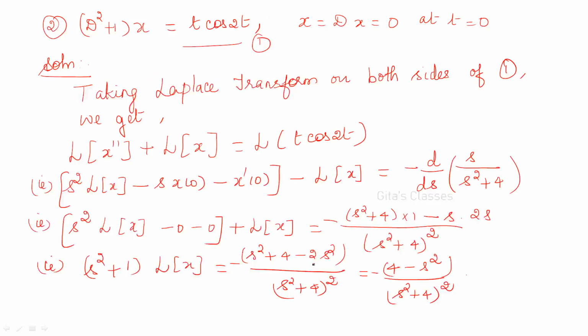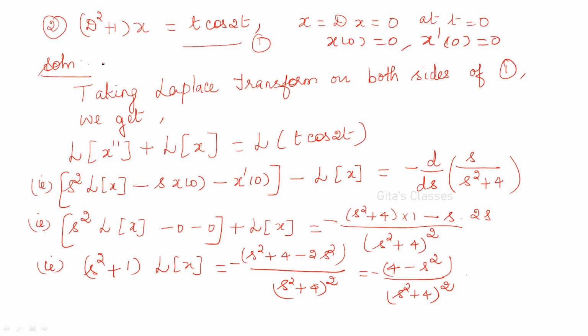That is the answer. Next is d squared plus 1 into x is equal to t into cos 2t. Let the given equation be 1. And given that x is equal to 0, dx is equal to 0. That is x is equal to 0 and x dash is equal to 0 at t is equal to 0. So you can write this as x of 0 is equal to 0 and x dash of 0 is equal to 0. That only they have given like this. Dx is equal to 0 at t is equal to 0.